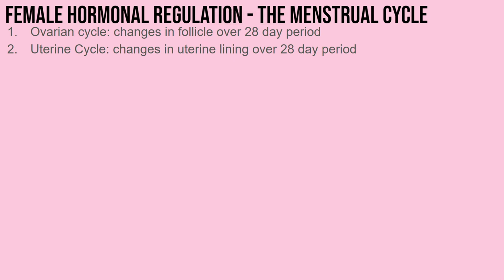So now we're going to talk about female hormonal regulation, or the menstrual cycle. There are two different ways to think about it. You have the ovarian cycle, which is talking about changes in the follicle, and the uterine cycle, which is talking about changes in the uterine lining. And they both correspond. So let's get into it. We're going to draw them both.